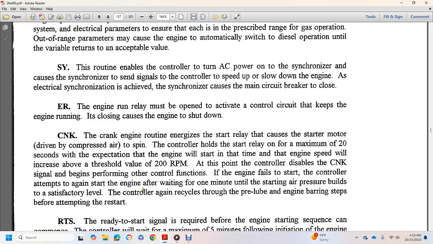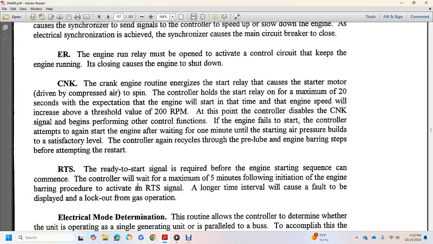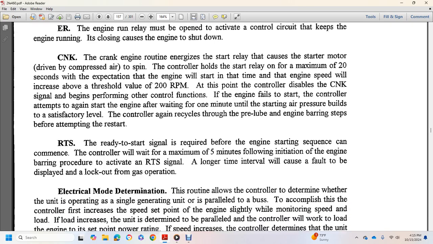If the engine fails to start, the control attempts to start again, waiting for 1 minute until the starting air pressure builds up to a satisfactory level. The control again recycles the prelube with the engine barring procedure before attempting a restart. The ready to start signal is required for the engine start sequence to commence. Wait a maximum of 5 minutes following initiation of the engine barring procedure for the ready to start signal. A long time interval will cause a fault to be displayed and lock out gas operation.